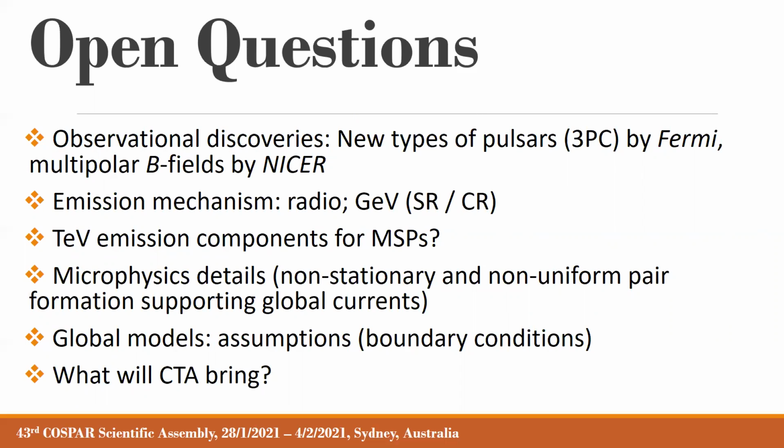In the magnetosphere, there's the question of TeV emission pulsations from millisecond pulsars or younger pulsars. There's still a lot of work to be done for the microphysics details of non-stationary and non-uniform pair formation to support the global currents needed to have a closed circuit in these pulsars. And the global models can also contribute, and one type of model can refine the assumptions of the other type of model in terms of, let's say, boundary conditions, etc.